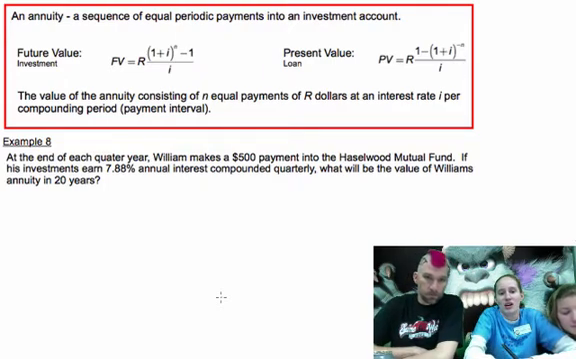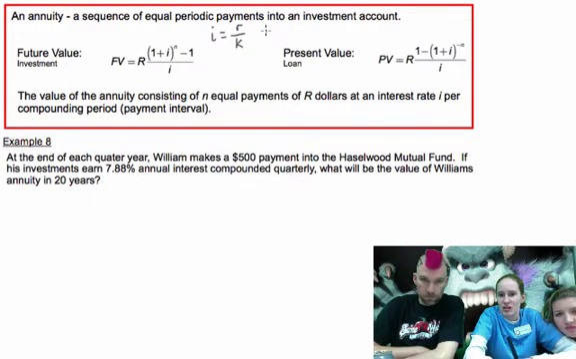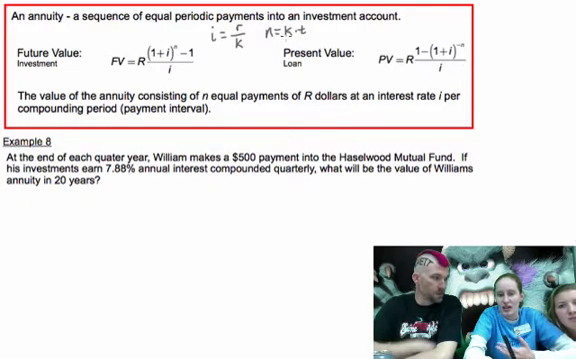Exactly. So that's for future value of an investment, where R is the payment you're making each month. The I is a little bit weird. The I is the interest rate per compounding period, so that's going to be R over K. And then the N is going to be K times T, which is the number of times this happens, the number of times in a year that we compound.